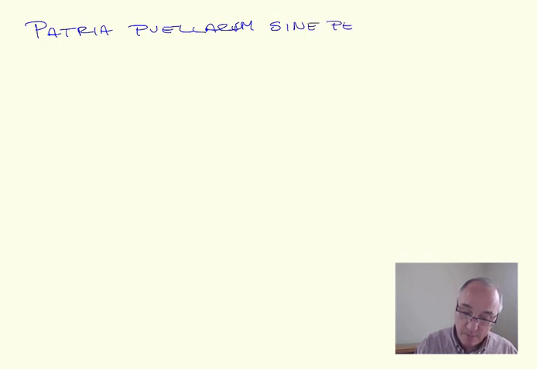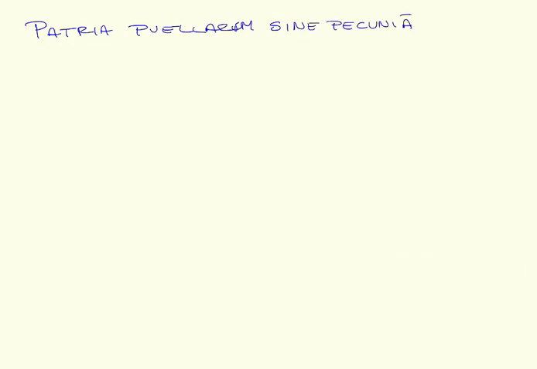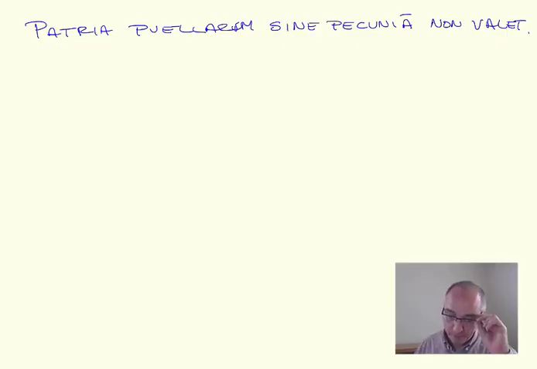Let's go with the third sentence. Patria puellarum sine pecunia non valet. Read it all the way through. Patria puellarum sine pecunia non valet. Okay, don't have any sense of this? Let's go right through it. Go right to the end.